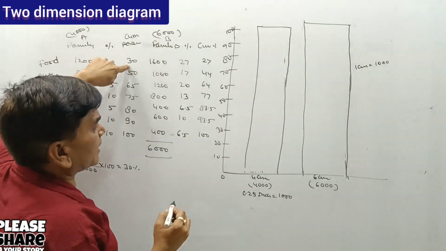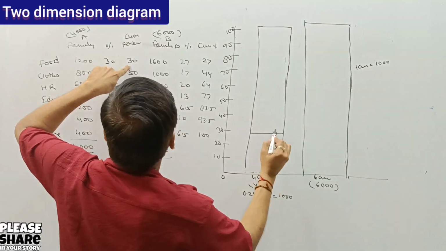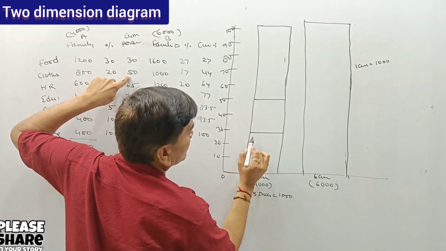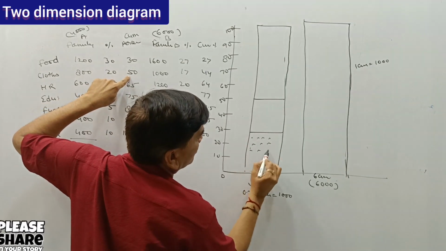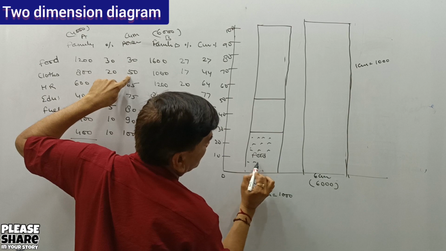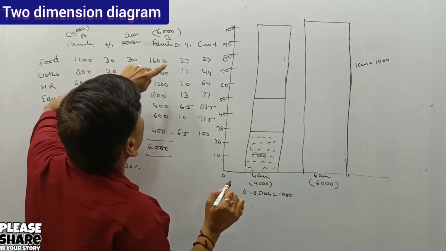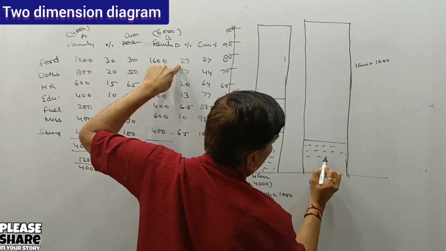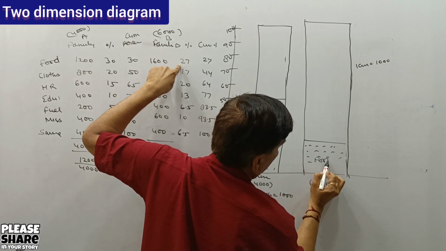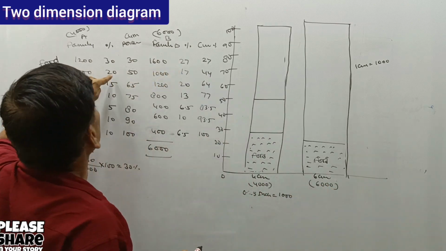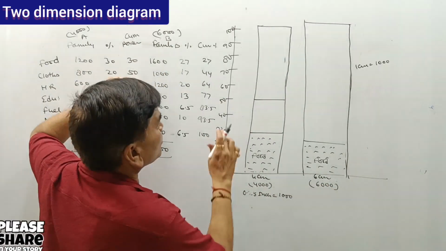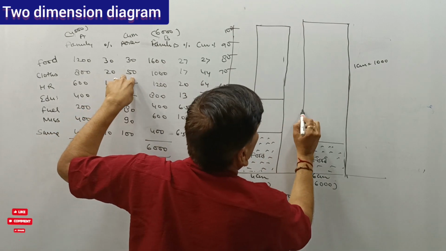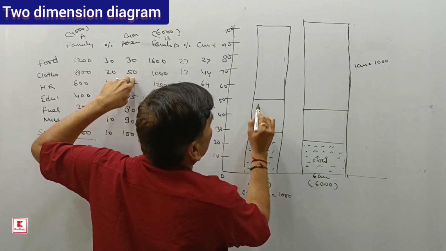First one 30, then 50. So 30 is food. And in this 27 is food. Next one 50 cloth. So 50 cloth and 44 on cloth. So 40 and 44. So this is cloth.